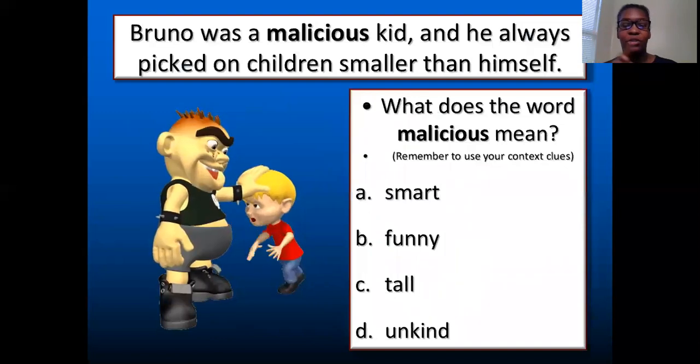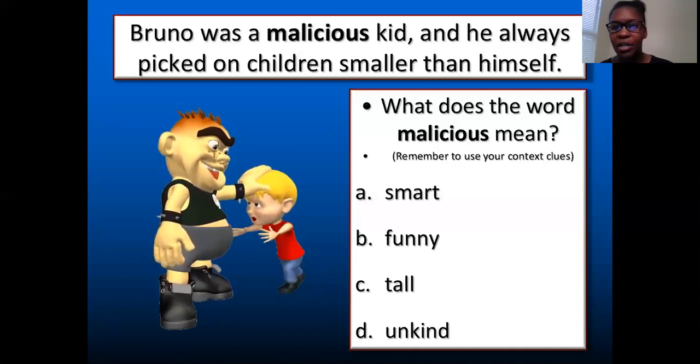Now I'm going to do a couple to show you exactly how I think when I go through trying to figure out what a word means. Bruno was a malicious kid, and he always picked on children smaller than himself. What does the word malicious mean? Now, when I look at the sentence, I notice that it says he always picks on children that are smaller than himself. Now, if he's malicious, let's look at our answer choices to try to figure this word out.